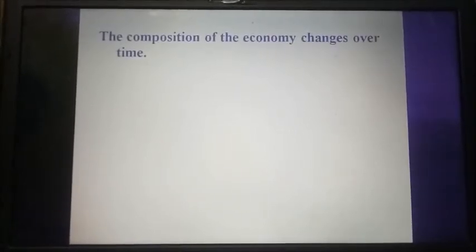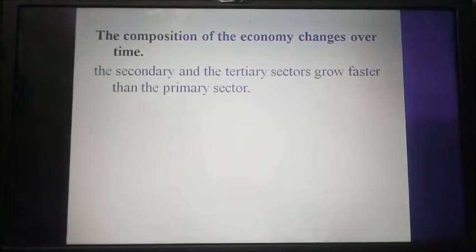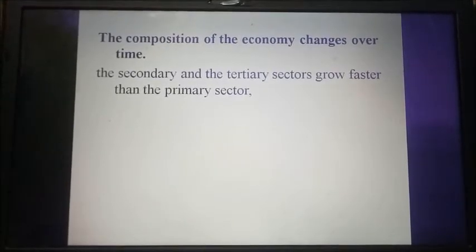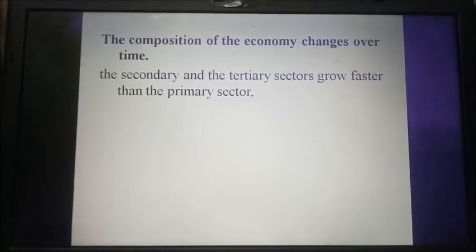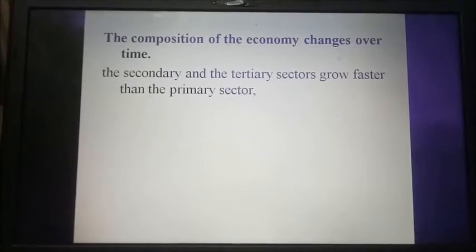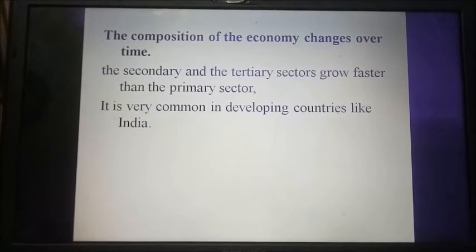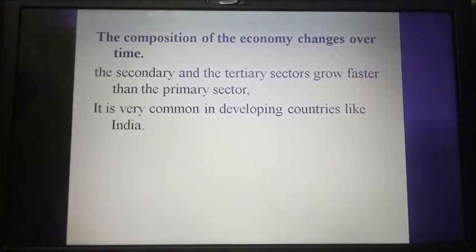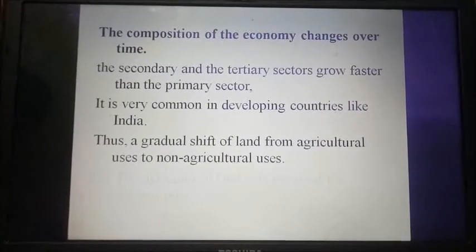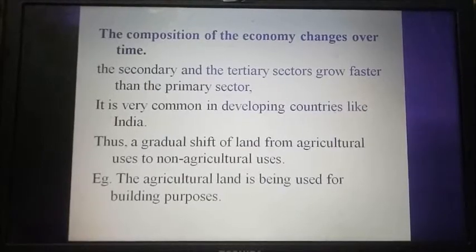Now, what do you mean by the composition of the economy changing over time? What do you mean by composition? It means the type of economic activity that we are into. Before independence, India was basically dependent on primary activities. But these days, the secondary and tertiary sectors are growing very fast, much faster than the primary sector. And it is very common in developing countries like India. This gradual shift from agricultural uses to non-agricultural uses is basically the composition of the economy changing over time.